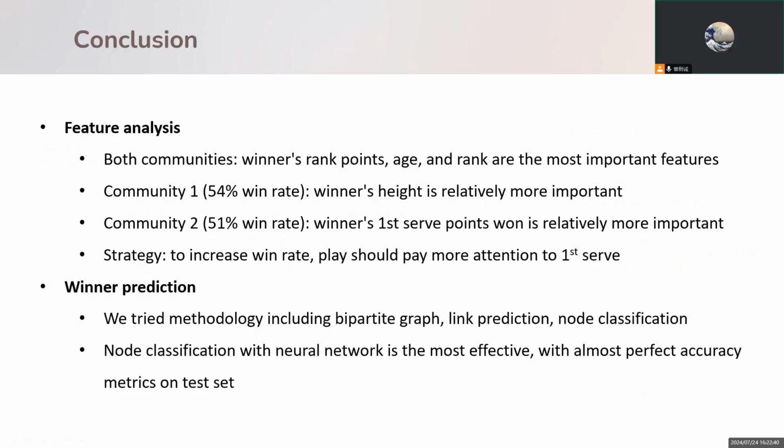Our conclusion for the gameplay is that we found the personal particulars like the winner's rank, points, and age are the most important, while for gameplay strategy, we recommend the player to pay attention to their first serve and ace to achieve a successful gameplay. And for winner prediction, we tried various methodologies, including bipartite graph, link prediction, and node classifications. We reached the conclusion that node classification with neural network is the most effective, with almost perfect accuracy on the test set. And that's all for our presentation.